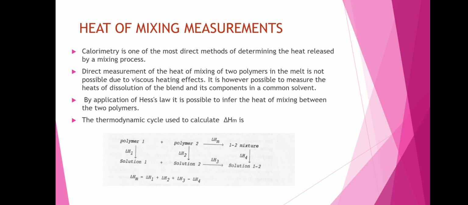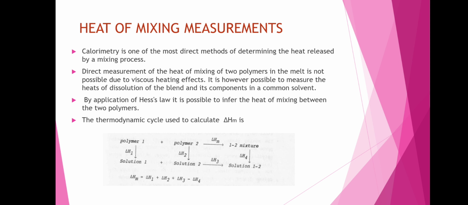Calorimetry is one of the most direct methods for determining the heat released by a mixing process. Direct measurement of heat of mixing of two polymers in the melt is not possible because of viscous heating effects. However, the measurement of heat of dissolution of the blend and its components in a common solvent is possible. By the application of Hess's law, it is possible to identify the heat of mixing between the two polymers.